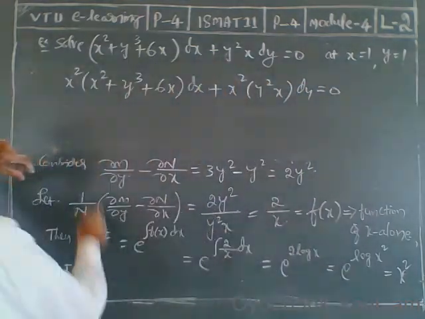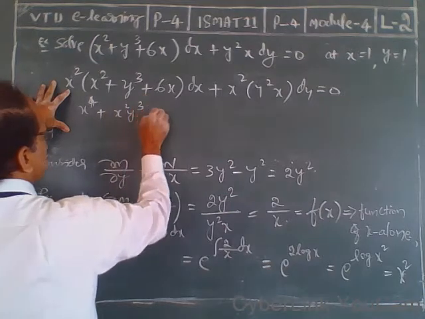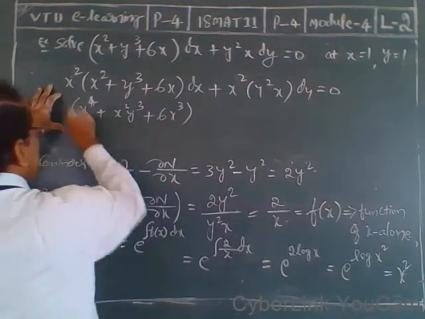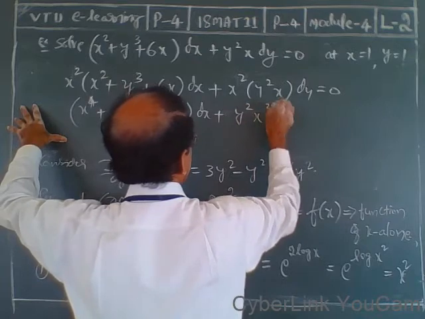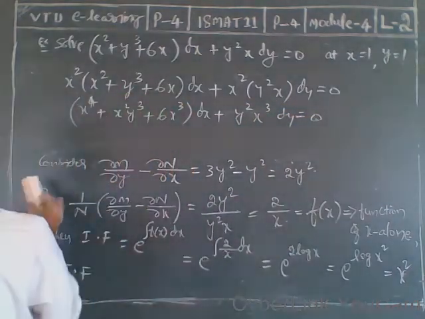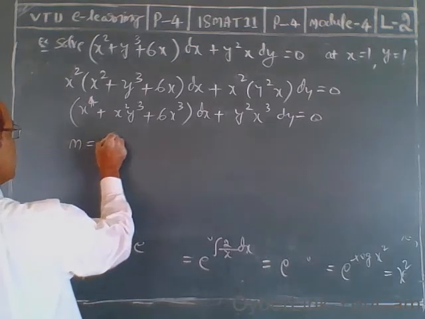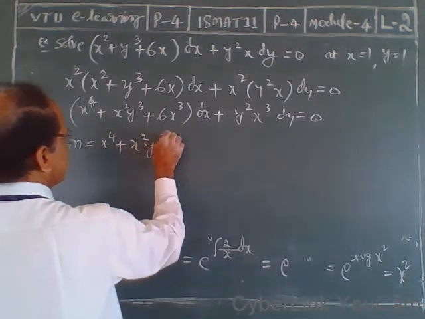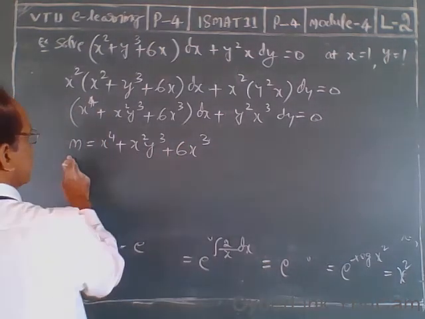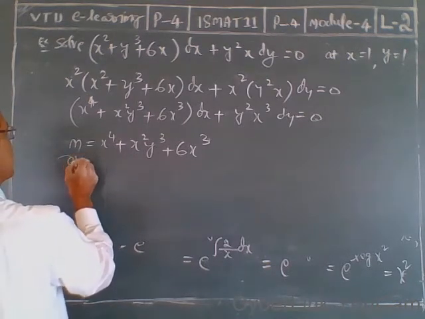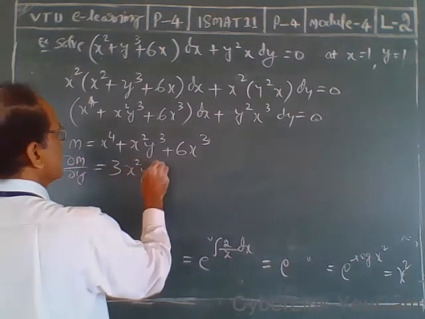Now your value of M will be x to the power of 4 plus x square y cube plus 6 times x cube, this is dx, plus y square into x cube dy equal to 0. Then you will do the differentiation of M. So M is equal to x to the power of 4 plus x square y cube plus 6 times x cube. So what is the value of M with respect to y? That is del M by del y is equal to 3 times x square y square.